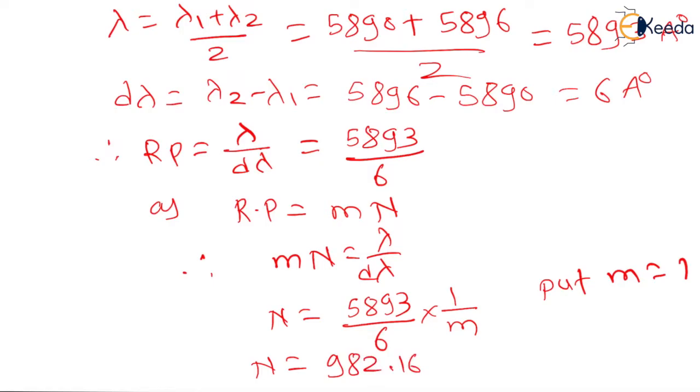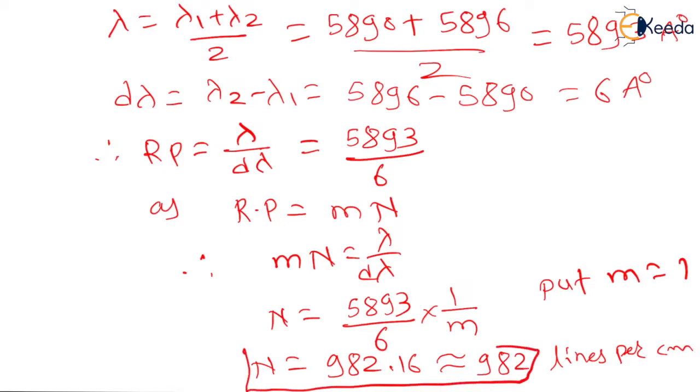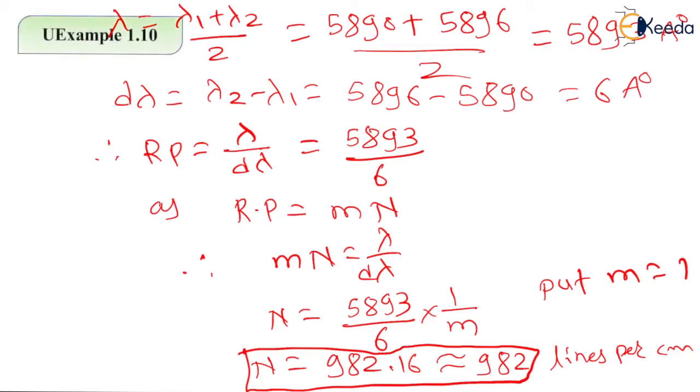It would be 982.16, so this 0.16 will be neglected and it will be equivalent to 982 lines per centimeter, or you can say it is the number of lines on the grating required to produce the resolution, right? Then moving towards the next numerical.